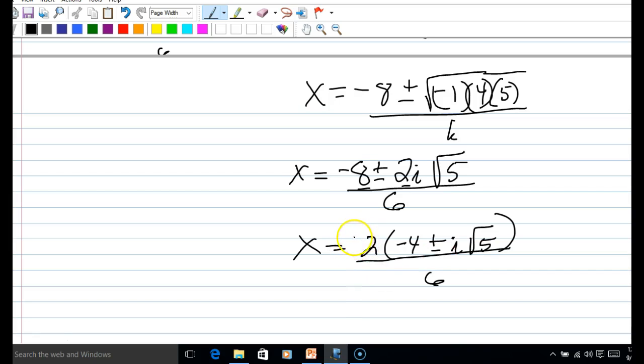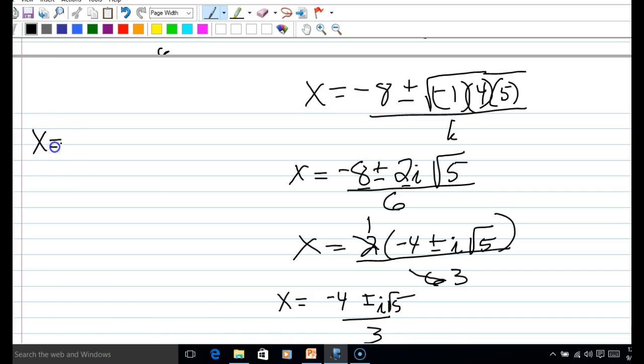Now I can cancel. 2 will go into 2 once. 2 will go into 6 3 times. Remember, you can only cancel products. This is a product. Remember, when I include something in parentheses, it's treated as if it were one entity. So I have 2 times this creature. So I can cancel the 2, the factor of 2 upstairs, with the factor of 2 downstairs in the 6. So that gives me x is equal to minus 4 plus or minus i times the square root of 5 all over 3. So again, I have two solutions.